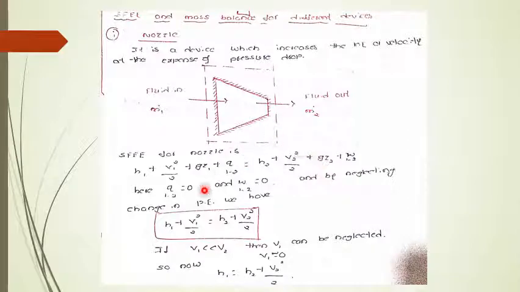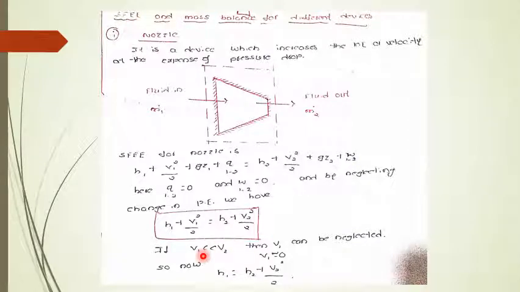We know that in this nozzle, heat transfer is 0 and work transfer is 0, which means there is no heat transfer from system to surrounding or surrounding to system. Also, there is no work transfer between surrounding and system. So both will be 0. And this equation takes the form h1 plus v1 square by 2 equals h2 plus v2 square by 2. And g z1 and g z2 will also be 0, because the height of the inlet from the ground and the height of the outlet from the ground are almost equal. That's why the elevation terms cancel and the equation becomes this.